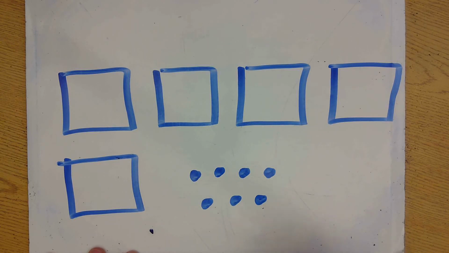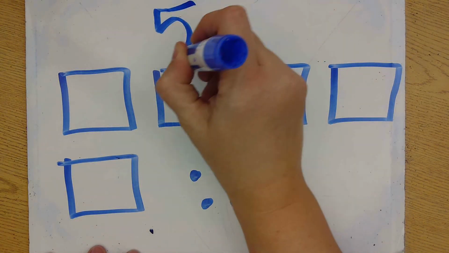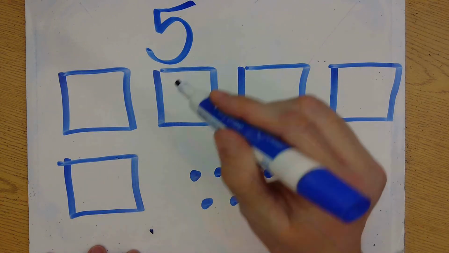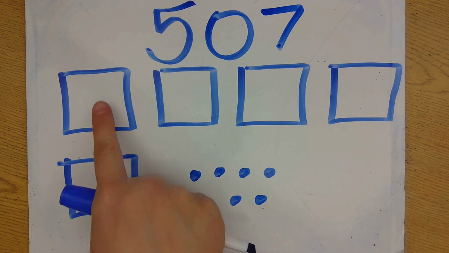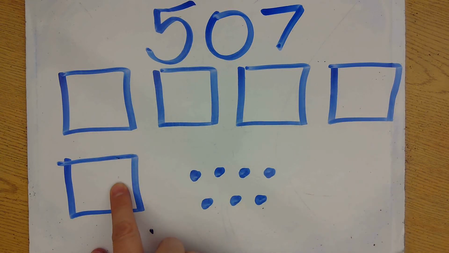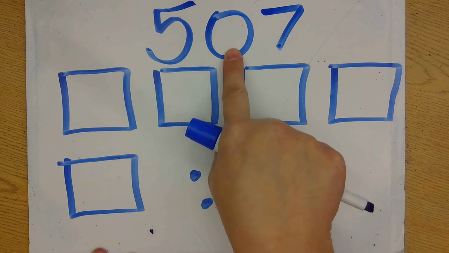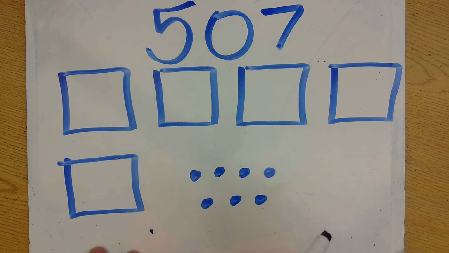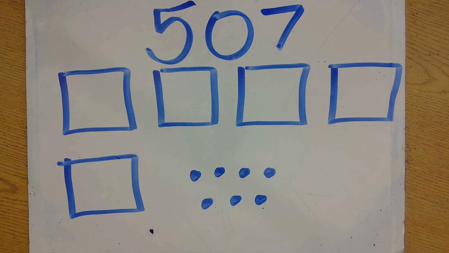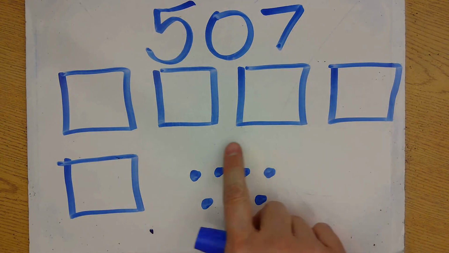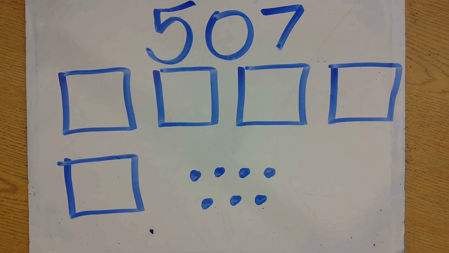If you said this number is 507, you are correct. There are 5 flats. There are no longs at all. So when there are no longs, we put a 0. And there are 7 cubes. So that means that there are 7. So our number is 507.